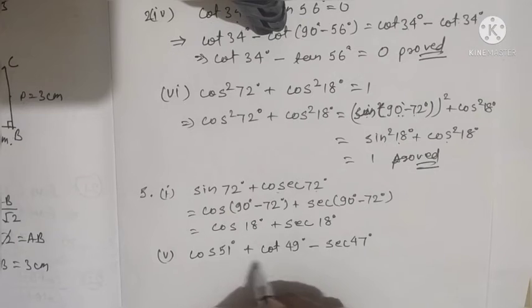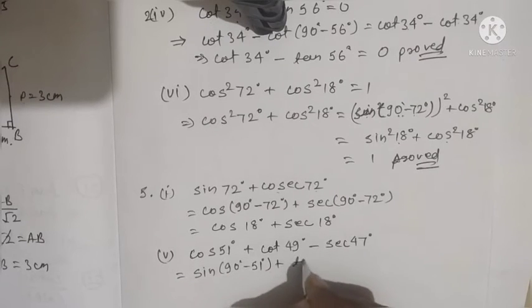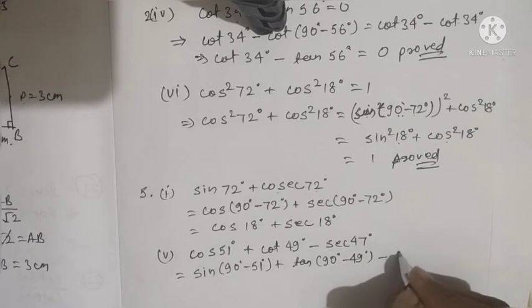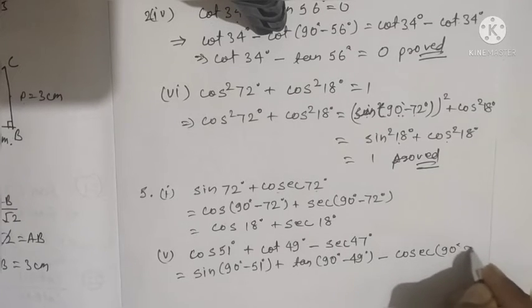In this question all angles are greater than 45 degree, so we have to convert all angles. As we know that cos theta is equal to sin 90 minus theta, so it will be sin 90 degree minus 51 degree, and cot theta is equal to tan 90 minus theta, so it will be tan 90 degree minus 49 degree, and sec theta is equal to cosec 90 degree minus theta, so it will be cosec 90 degree minus 47 degree.